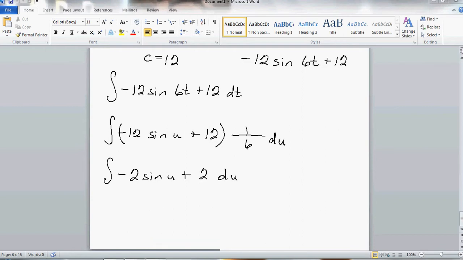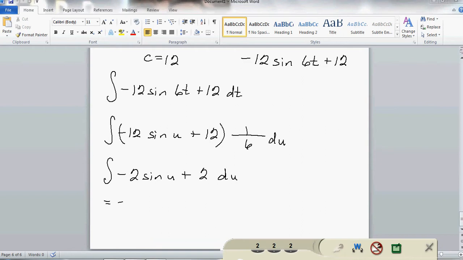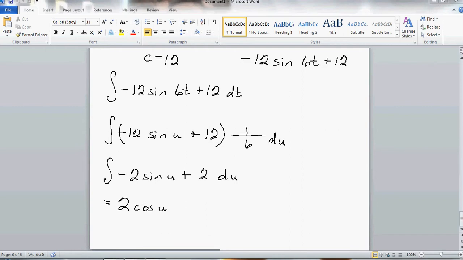And we can finally integrate, so this becomes, let's see, the integral of sine, this actually would change to a positive. So that becomes positive 2 cosine of u plus 2u. And resubstituting back in what we had, since u is equal to 6t, it becomes 2 cosine of 6t, and I forgot the plus c. 2 cosine of 6t plus 2 times 6t, well 2 times 6t is 12t, plus c.